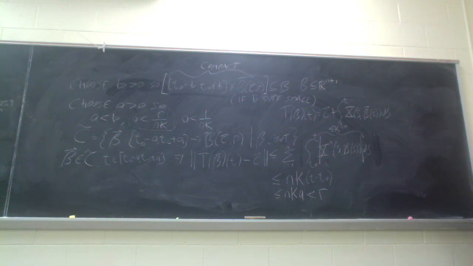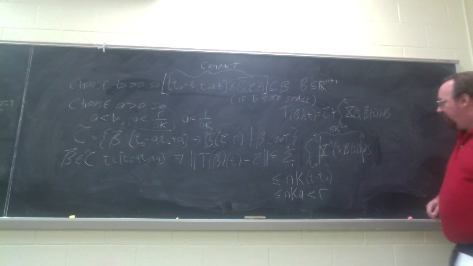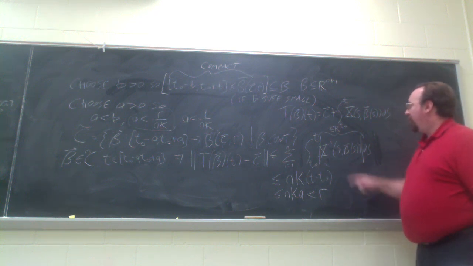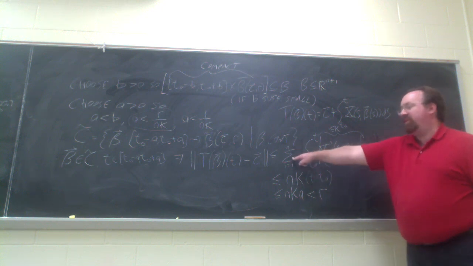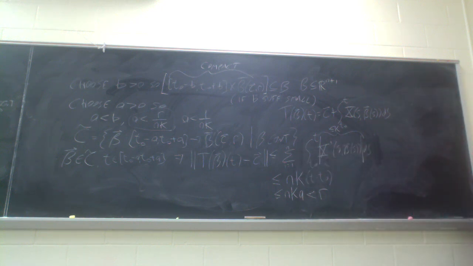Okay. So how did we get, I understand the t minus t naught part, but the nK? Well, each of these is bounded by K, right, and n times. Yeah, n components. Right. Okay.